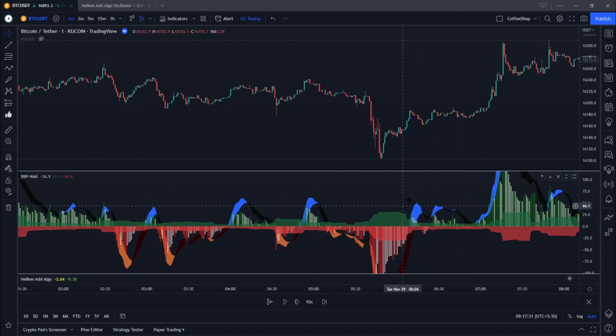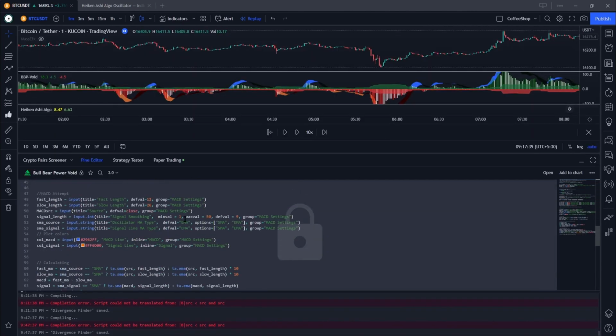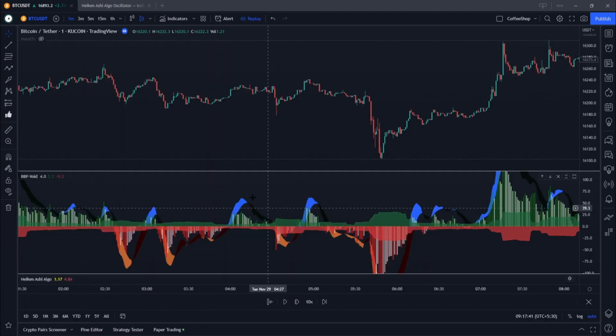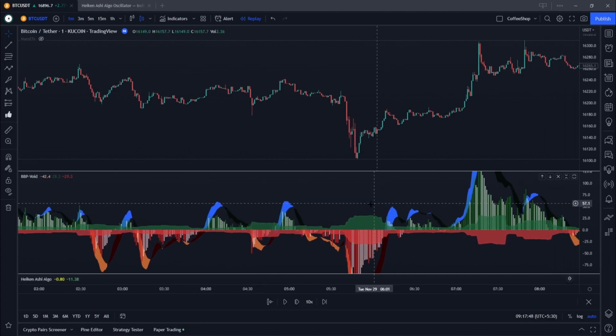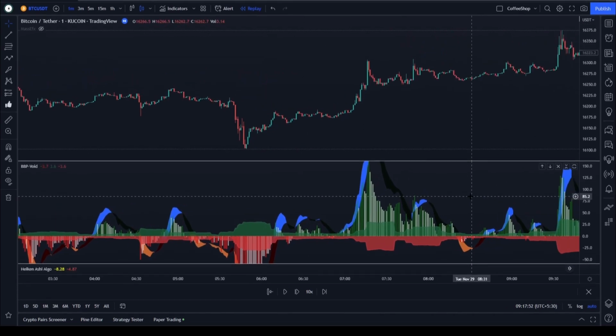On TradingView, I went into the code of the indicator, and I updated some things and got rid of some old code and things that you don't need in there. So the indicator is updated as of right now. Go ahead and get your copy.